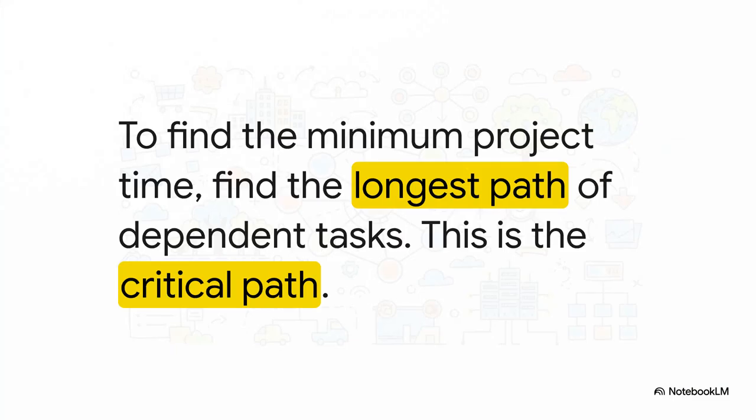So here's the absolute key takeaway. The project is not finished until the longest sequence of tasks that depend on each other is complete. Yeah, you can work on the exterior while the plumbing is getting installed, but neither one of them can even start until the frame is totally done. This longest chain of dependencies, that's what we call the critical path.